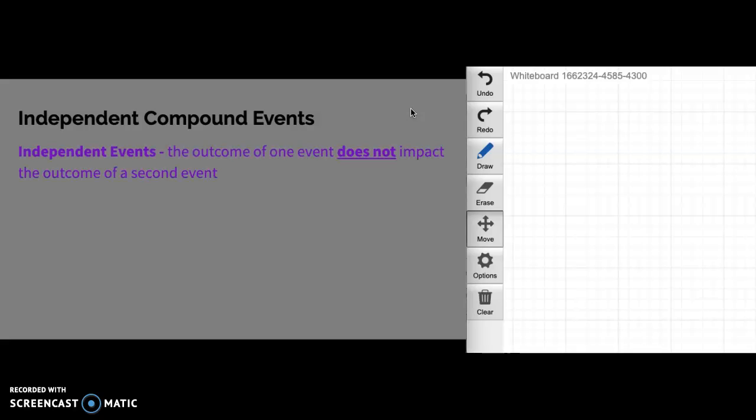Independent events are events where the outcome of one event does not impact the outcome of the second event. It means that these are 2 separate events, and what happens when we do the first event does not affect what happens when we do the second event. Some examples of independent events would be flipping a coin and then rolling a dice. These are independent because they are completely separate. When I flip a coin, the outcome of what I get on the coin does not affect what I get when I roll the dice.